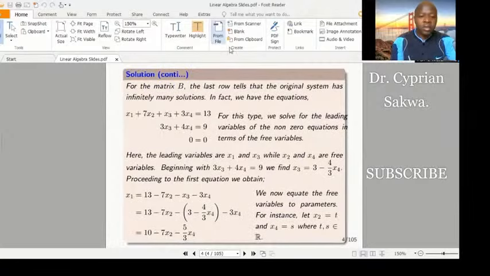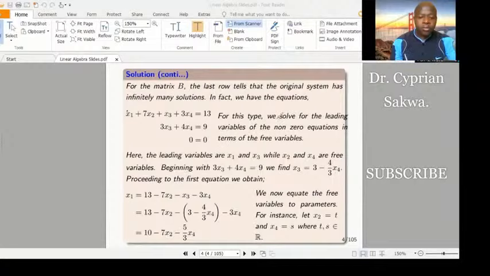So I extracted equations from that system for matrix B. And this is what I got: x1 plus 7x2 plus x3 plus 3x4 equals 13. The second equation was 3x3 plus 4x4 equals 9. And the other one was 0 plus 0 plus 0 plus 0 equals 0. So this is a leading variable. This is another leading variable. So x1 and x3 are leading variables. x2 is not leading, and x4 is also not leading. So these are free variables. Here the leading variables are x1 and x3, while x2 and x4 are free variables.